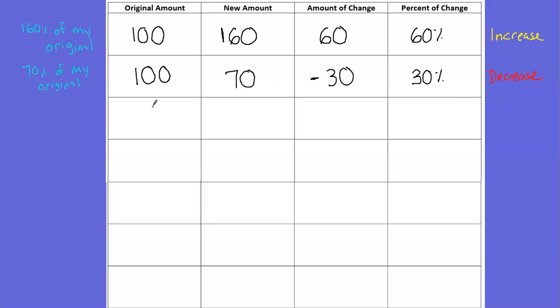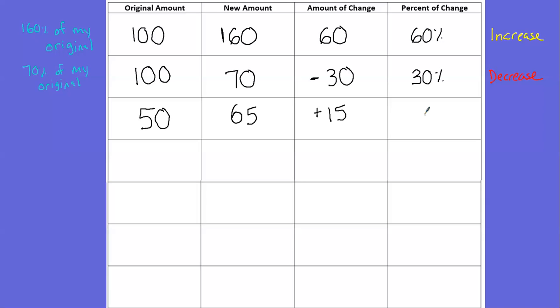Let's take a look at another one. Let's make it a little more challenging instead of having 100 here at the beginning. So let's say I start with 50 and my new amount is going to be 65. So what is my amount of change? How much did I go up? Well, in this case, I went up 15 units.